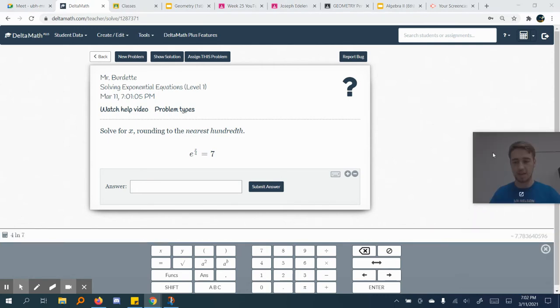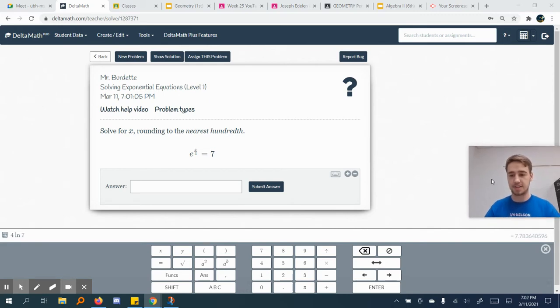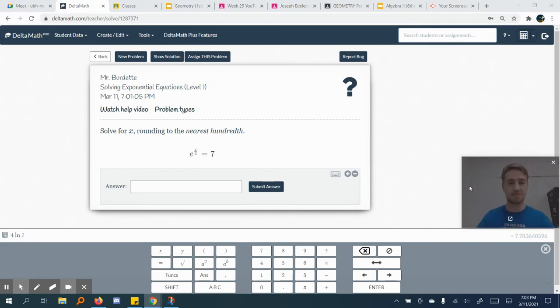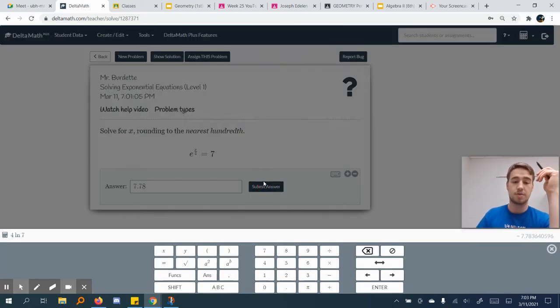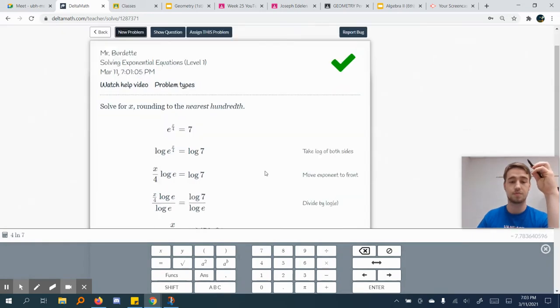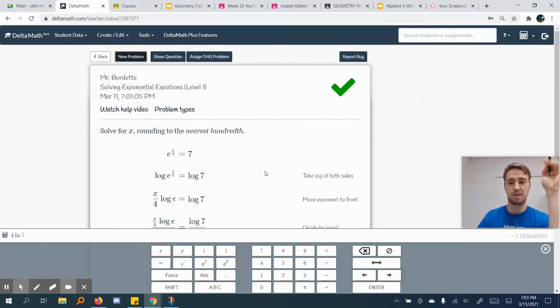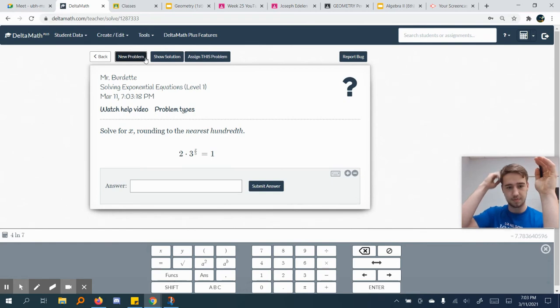And the value we get is 7.78 some other stuff. Nearest hundredth is going to be 2 decimal places, so 7.78, because 3, which is the next place, is smaller than 5. So we round down. Sweet. Let's try one more of these and then move on to the next one.